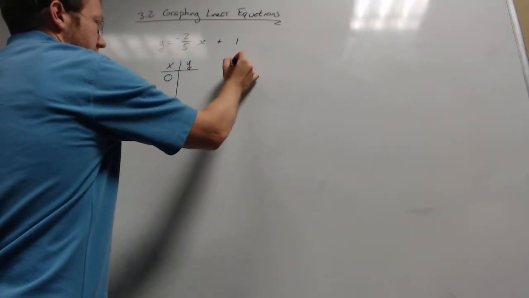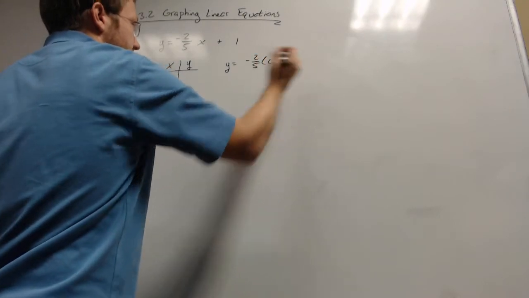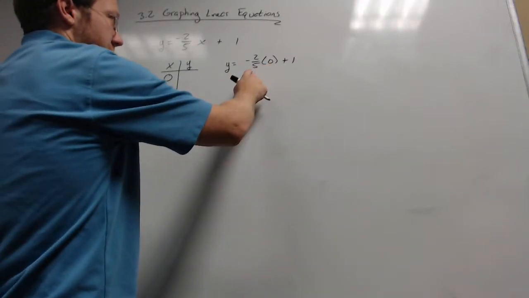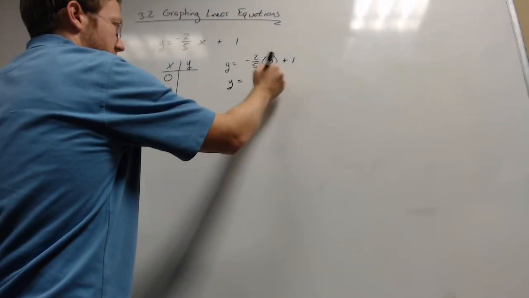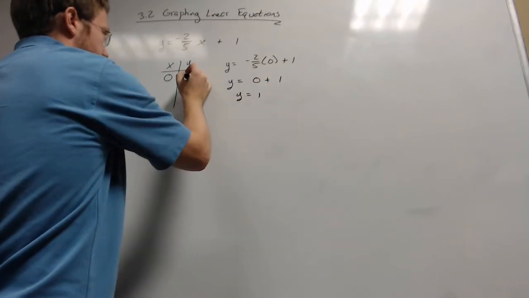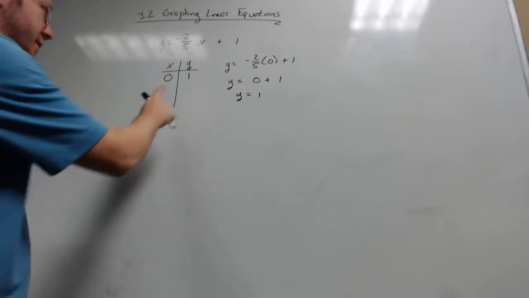If we have y equals negative 2/5 times 0 plus 1. Well, anything times 0 is 0. So the fraction's going to go away. We've got 0 plus 1, y is 1. 0 is super nice to use. So I would always start with this.